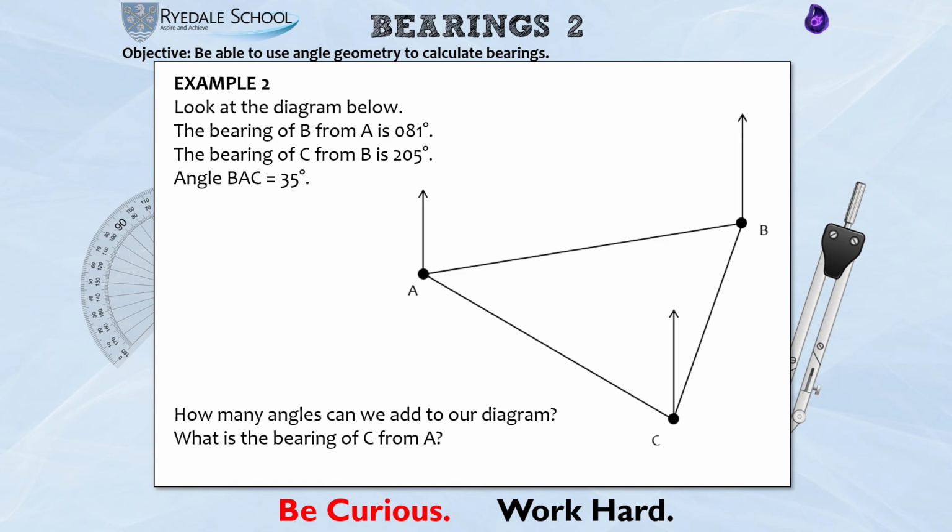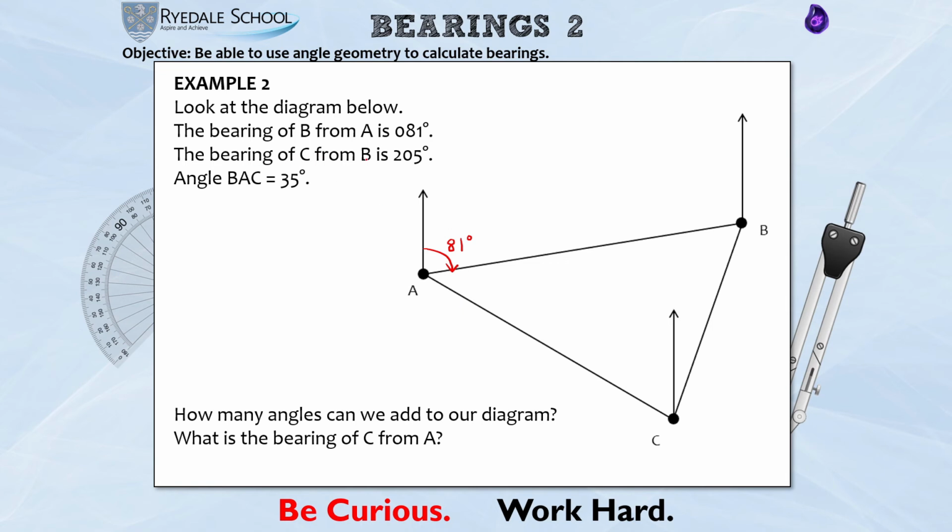So here we go. B from A, well, that would be starting at A and walking out to B. And that is this angle here. So that is 81 degrees. I normally drop the zeros when I'm writing on a diagram. I just remember when I'm writing my final answer, if it is a bearing, it needs 3 digits.